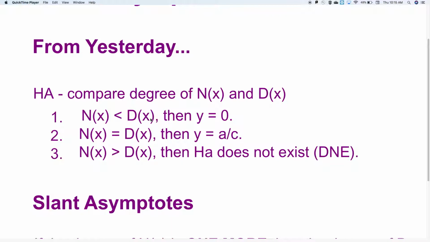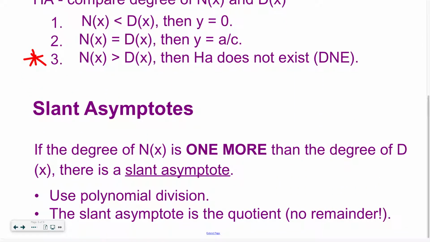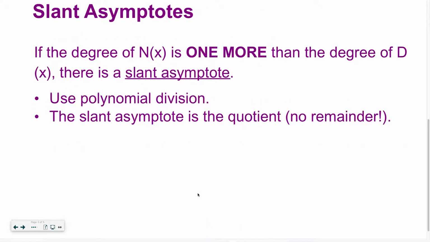Okay. And then this one yesterday, I put a little asterisk next to it, so that's what we're talking about today. For horizontal asymptote, you might check it, and if the degree of the numerator is greater than the degree of the denominator, you'll say it does not exist. Okay. If the degree of n of x, the numerator, is 1 more than the degree of g of x, then there is a slant asymptote.